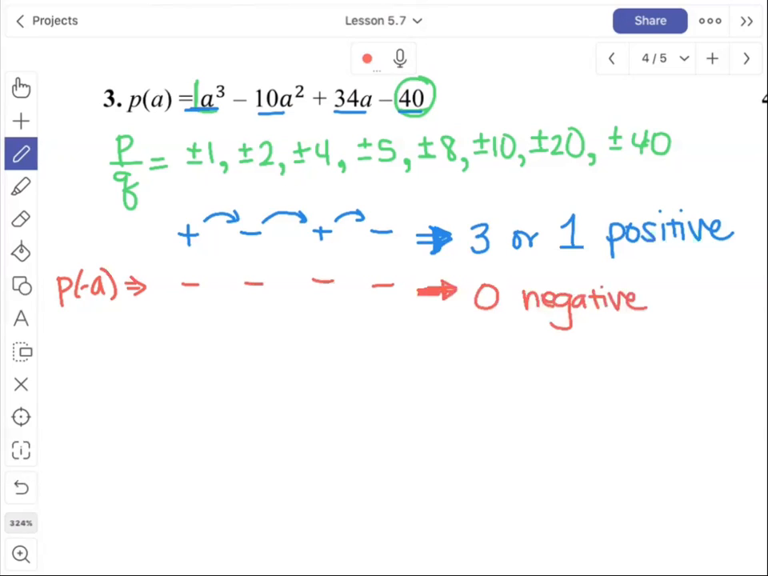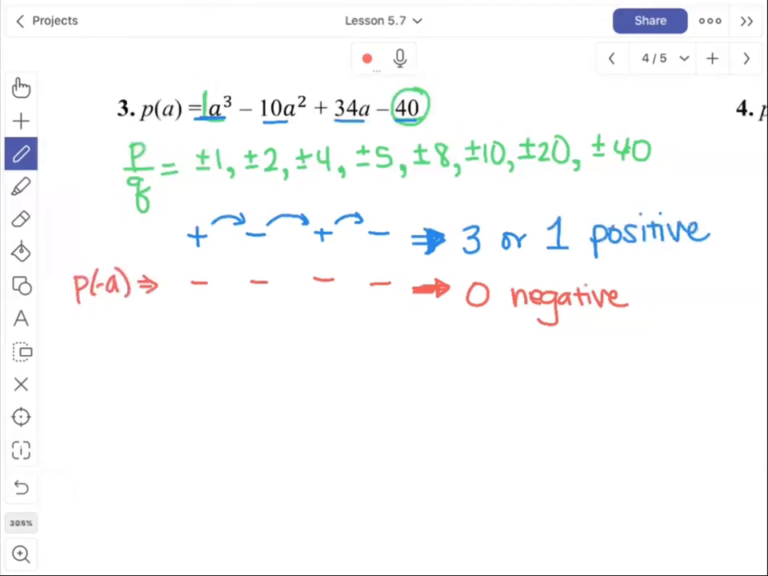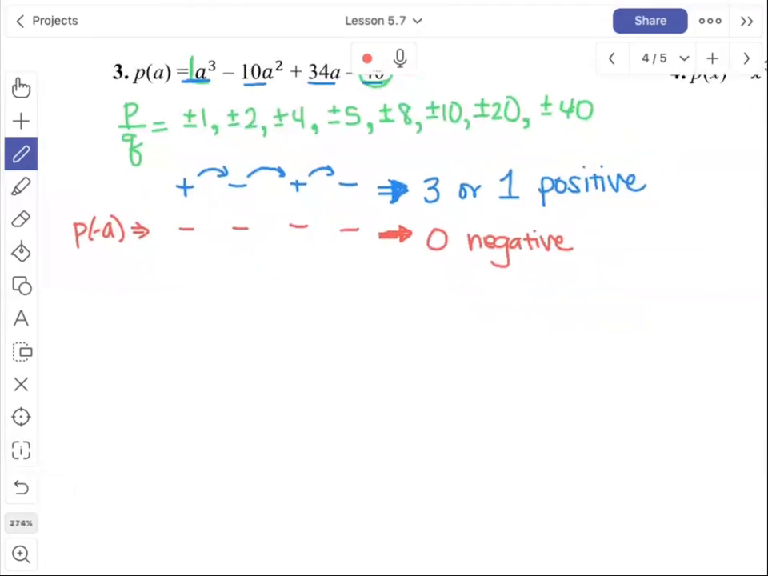That's huge. Knowing that eliminates half of my list in this P over Q list, right? I don't have to test any of the negative ones because I know I'm not going to have any negative ones. All right, so let's start testing now that I know that. So big L, and let's try it out.